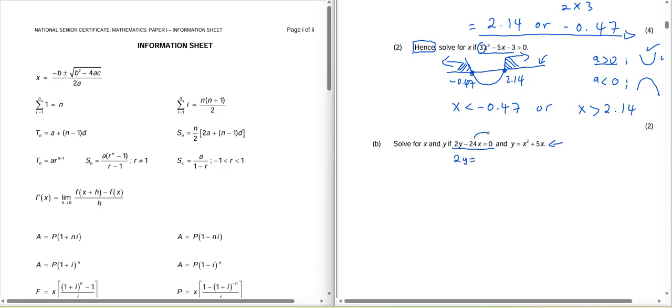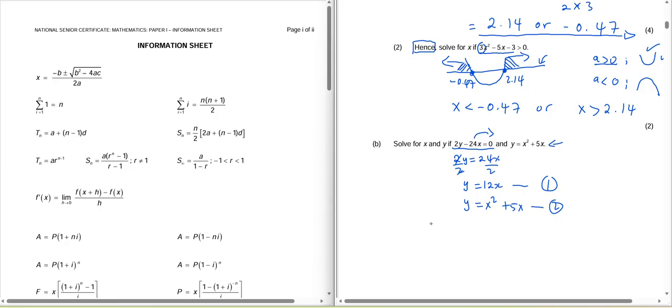If I throw this to the other side, it becomes a positive. I have 24x. I'll divide by 2. I divide by 2. It means y is 12x. Now, let me label this one. And let us say y equals x squared plus 5x. I will label it equation 2.